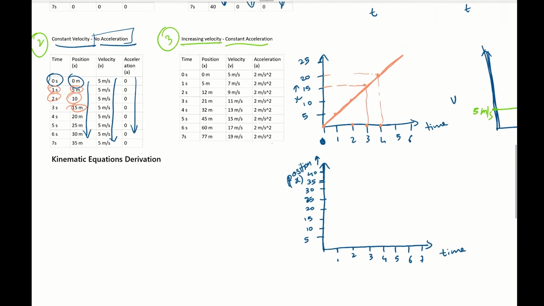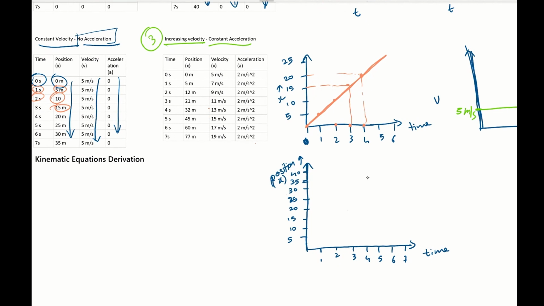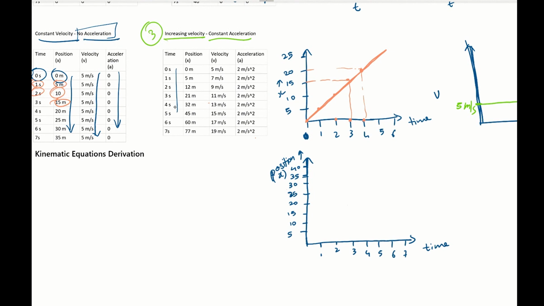Let's try to plot first the position time graph, and I have already drawn a graph over here. Let us look at the position change with respect to time. You can see at 0 seconds it is at 0 meters. At 1 second it is at 5 meters, so at 1 it is at 5. Sorry about the unevenness of the distribution of all these numbers, but I think we'll manage.